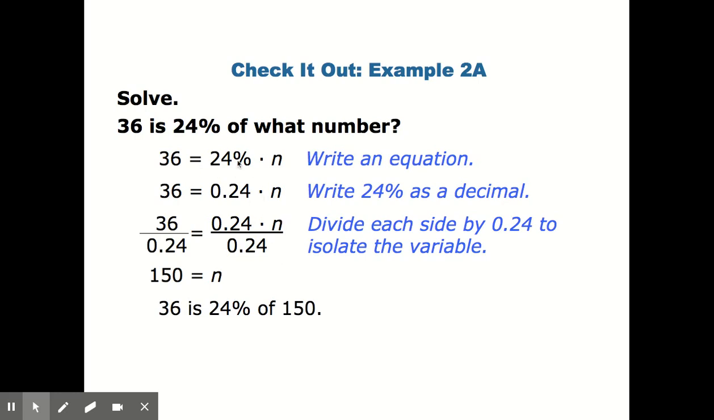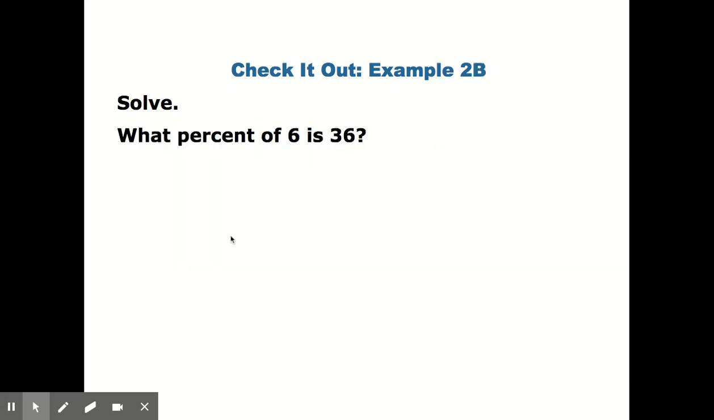So again, the only difference with the equation part versus the proportion is that when we use the equation, we have to convert the percent into a decimal.